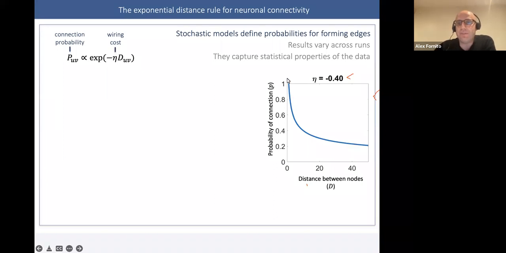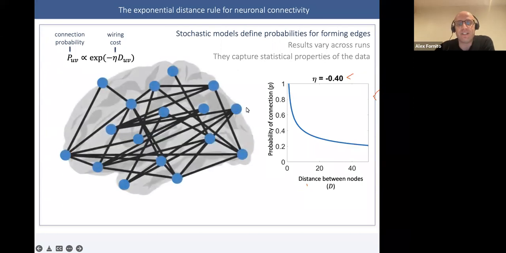So here's an example. We've got probability of connection on the y-axis, distance between nodes on the x-axis. You can see this nice exponential form here. And this parameter, eta, is the length scale or the distance penalty. Higher values will incur a more severe distance penalty. So just to show that here, we have a network. This is for a value of 0.4.